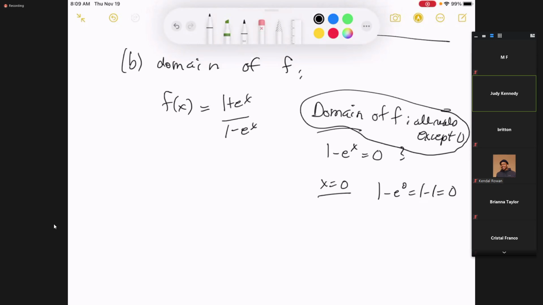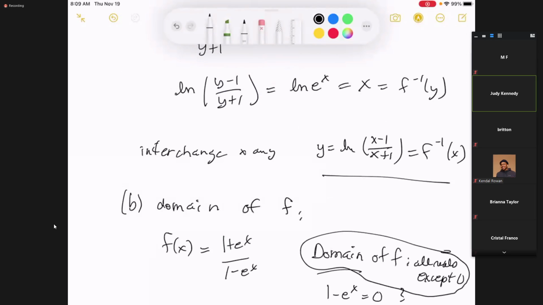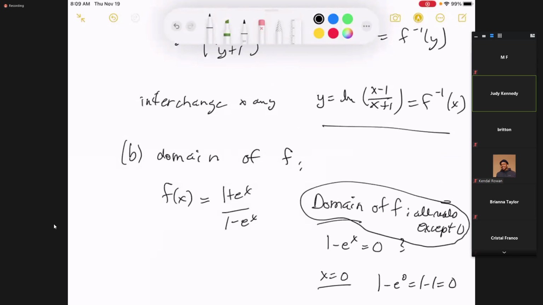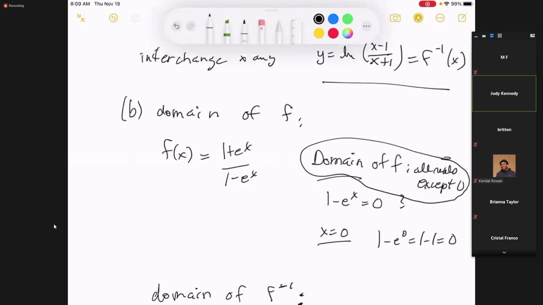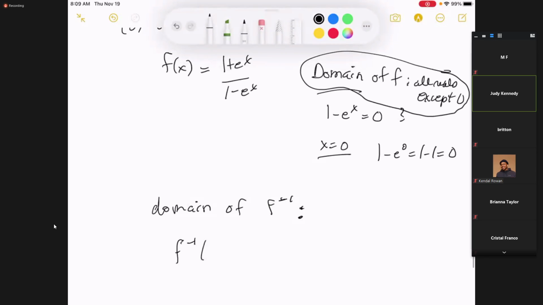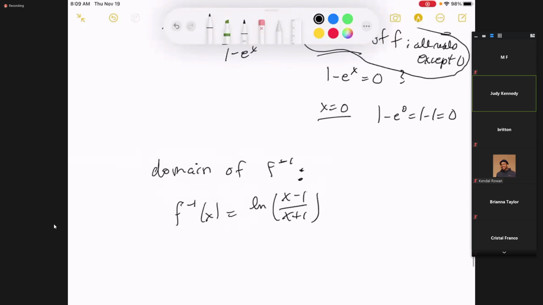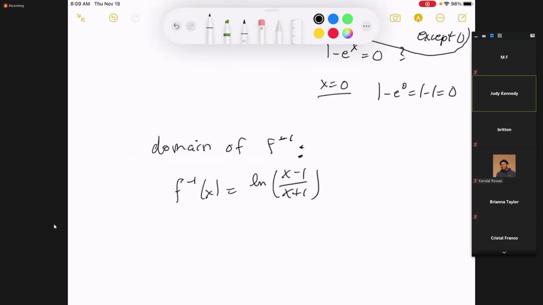Okay, that's the domain of f. How about the domain of its inverse? Let's write down what that is. Y, that is ln of (x minus 1) over (x plus 1). Let me check to make sure I've got it written down correctly.